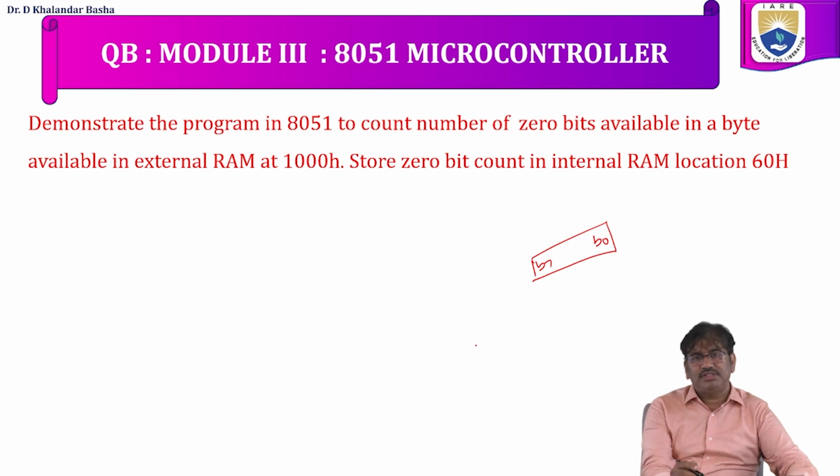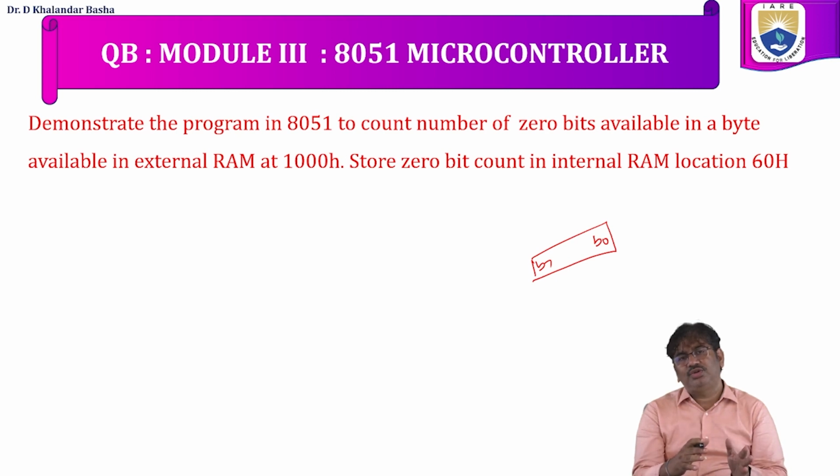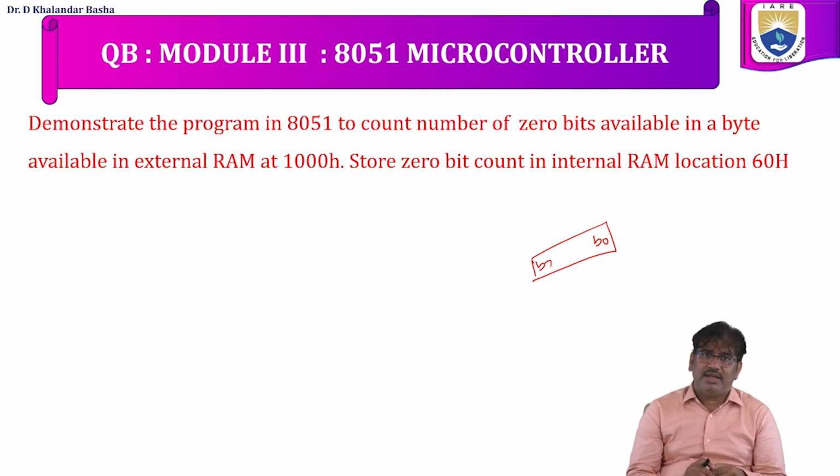So for this purpose, we will rotate the contents either towards the right side or left side by 1 bit. When you rotate these contents, for the right direction, the LSB will be moved into the carry flag. If it is for the left, the MSB will be moved to the carry flag. By checking the carry flag, if the carry flag is equal to 0, increment the count.